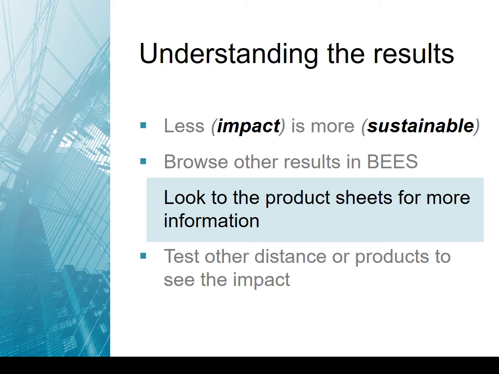You can go ahead and take some time to browse through the other results in BEES. Look at the product sheets to get more information. This can help you understand how a product is performing the way it is. Maybe it takes an incredible amount of energy, and therefore its manufacturing process is highly intensive. Knowing this as a manufacturer can help you understand that this is increasing your environmental impact by a great amount and could be a place where you could save energy and improve environmental performance.